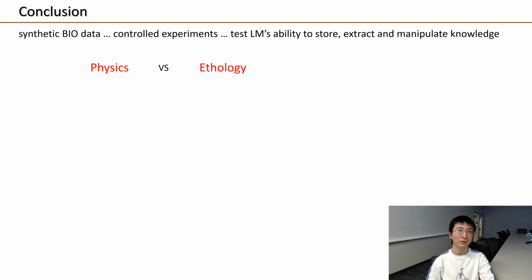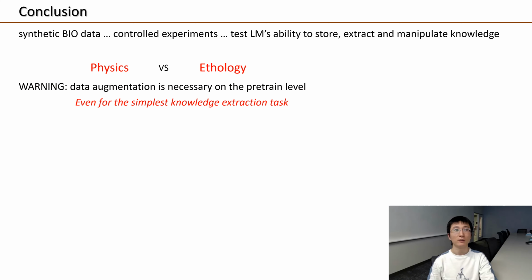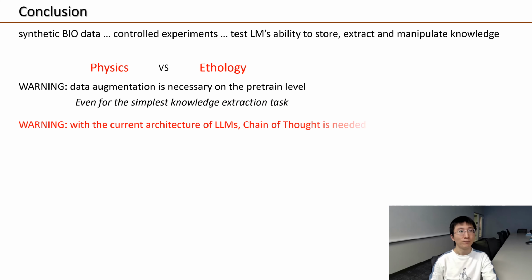And there are three main takeaway messages from this talk. Number one is that data augmentation is really necessary at the pretrain level, even for the simplest possible knowledge extraction task, like what is the birthday of a person. So you had better really augment the data. And if you don't, then the knowledge might be stored in a way that's not extractable, no matter how you fine tune. So that's message one.